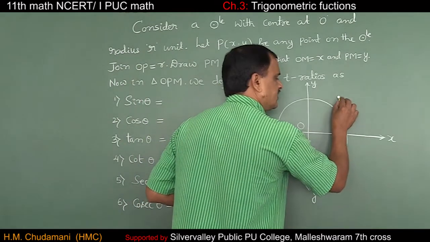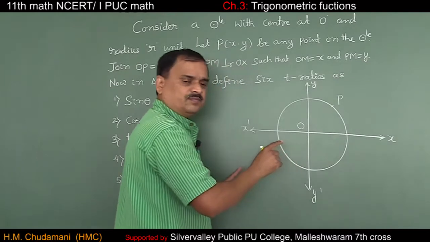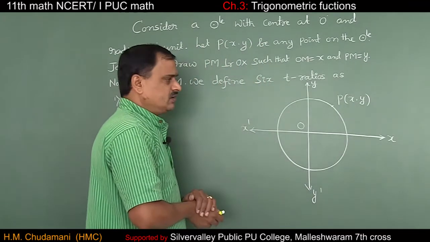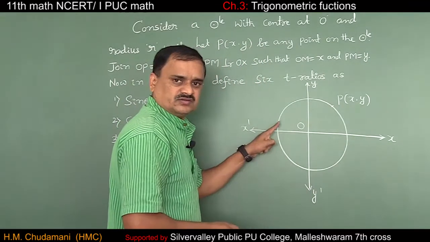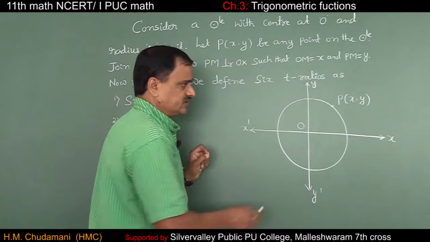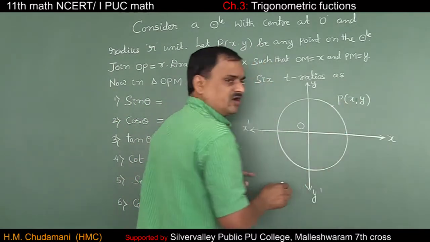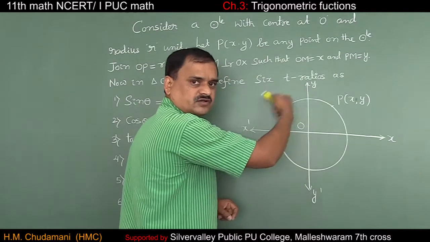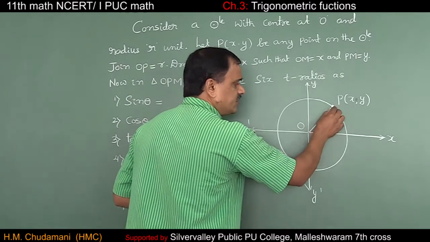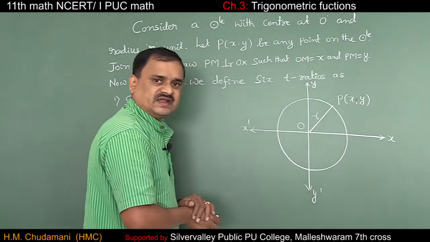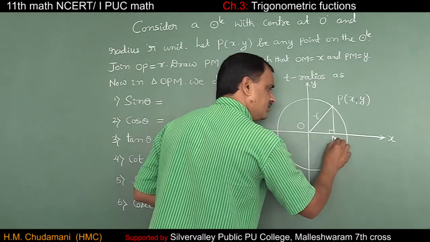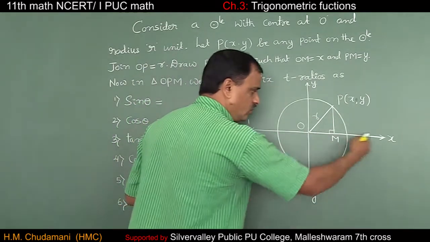Let us take a point P. Let P be any point on the circle, say x comma y. I repeat, consider a circle with the center at O and the radius r unit. Let P equals x comma y be any point on the circumference. Join OP. P is a point on the circumference, so OP must be the radius. Draw PM perpendicular to the x-axis, OX.